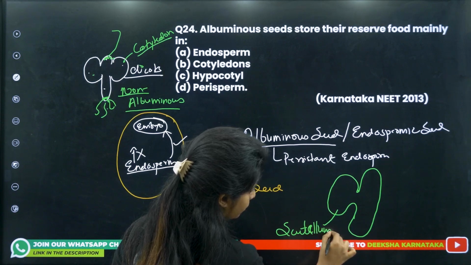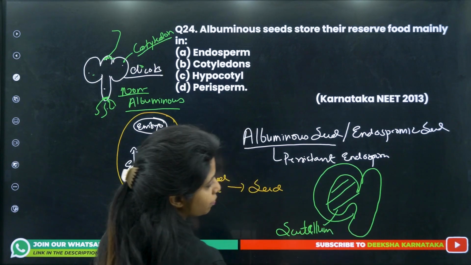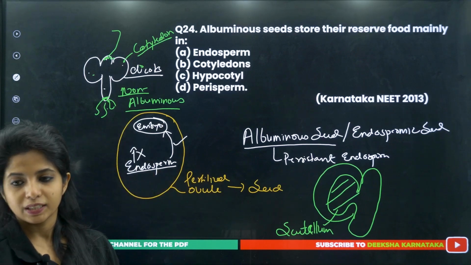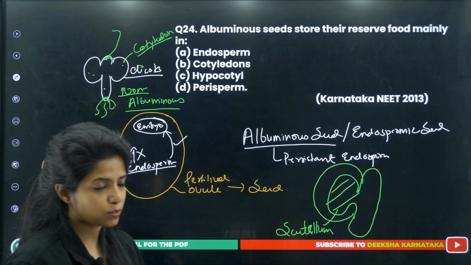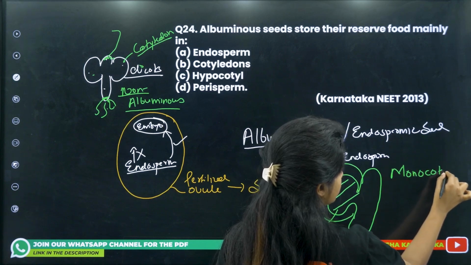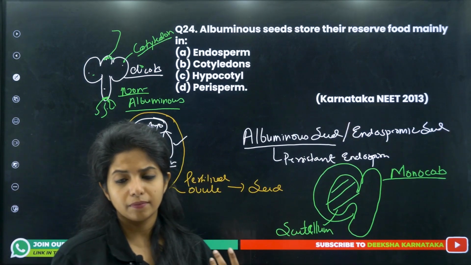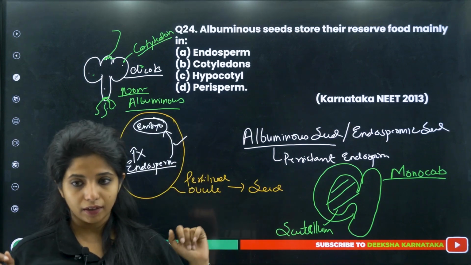Scutellum. There is only one cotyledon, and they also have a small amount of endosperm left behind. Okay, there is a persistent amount of endosperm as well, and you call them monocots. Examples of monocots, the seeds that you cannot break into 2, for example, wheat, maize, rice, barley, castor, everything comes under this category.